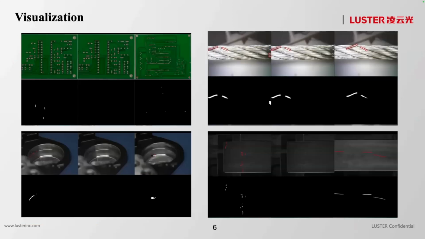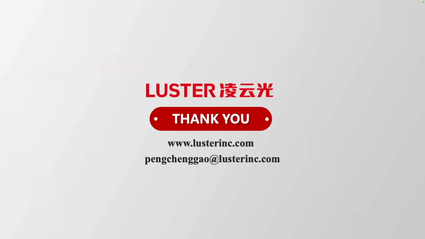Here are some visualizations of our results. The first column is the results of the segmentation stage, and the second column is the final verified results, and the third column is the support image and the support mask. As we can see, our SEVE can achieve accurate segmentation and effectively verify for negative pairs. That's all. Thank you.